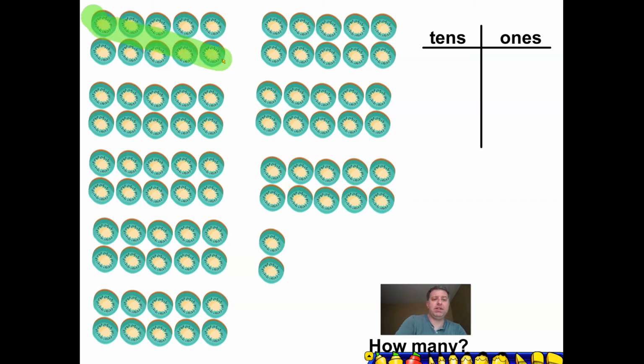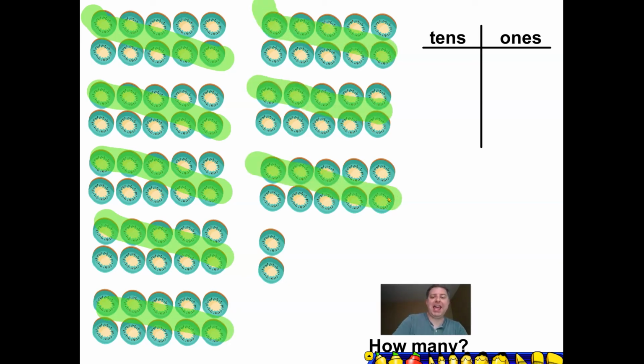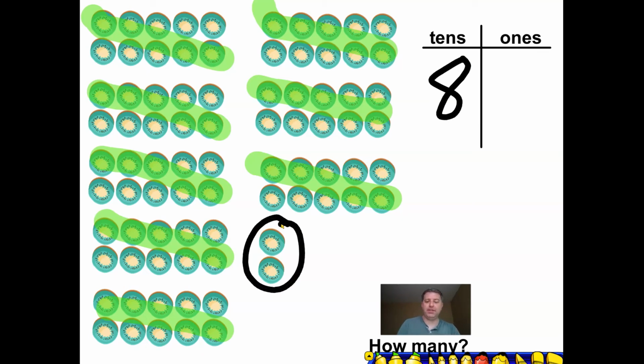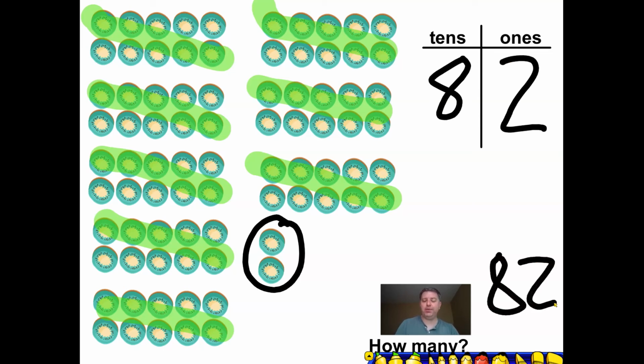Here we go. 10, 20, 30, 40, 50, 60, 70, 80. 80 kiwi slices, or 8 tens. And then I see 2 left over. So 8 tens and 2 ones, that's 82. Did you get 82? Great job. All right.